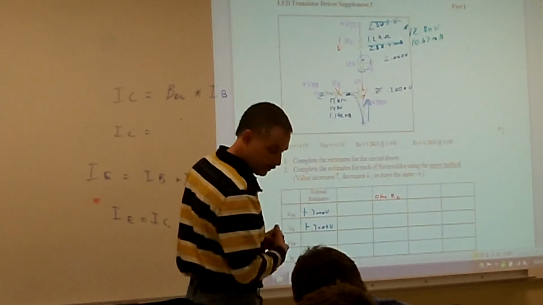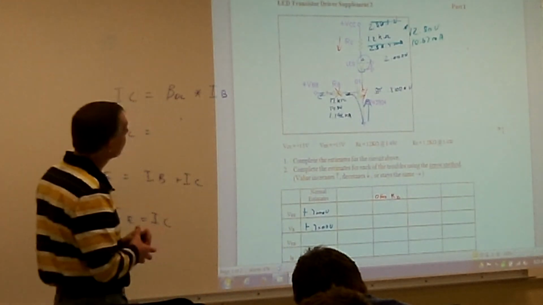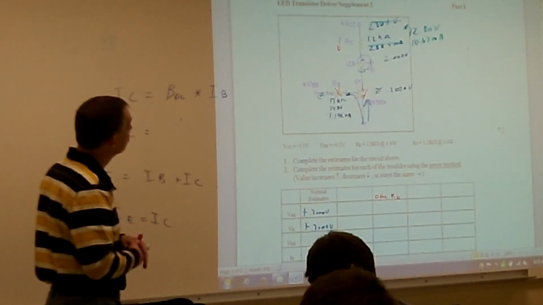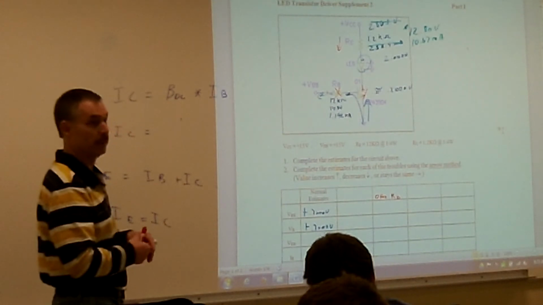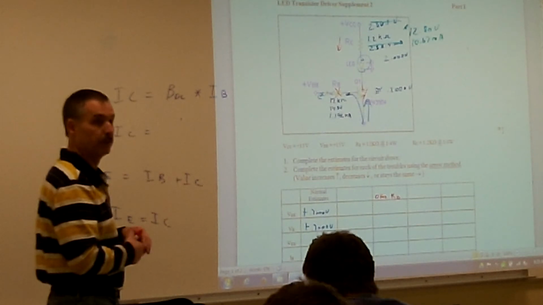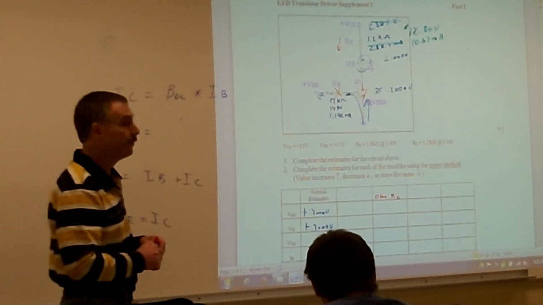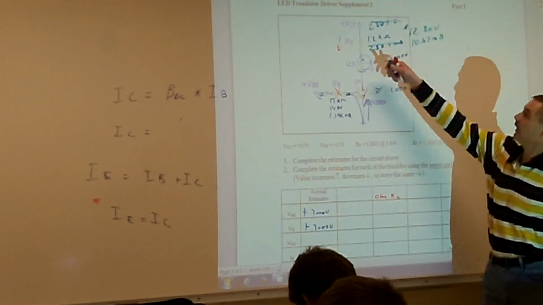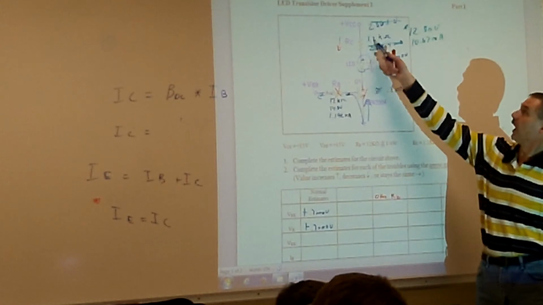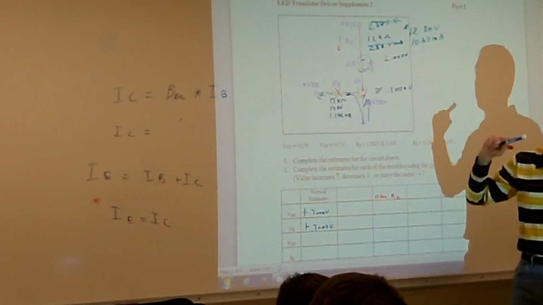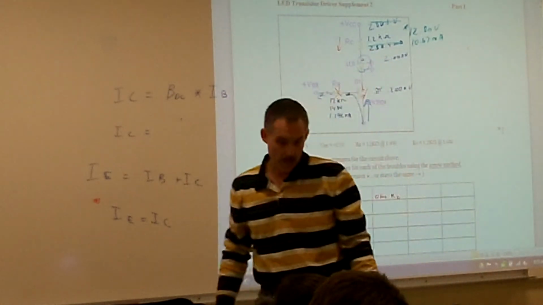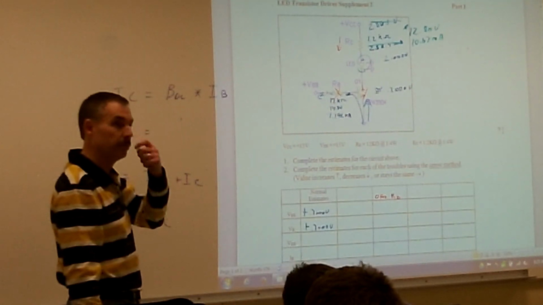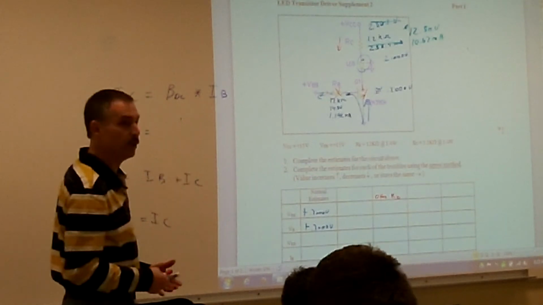And then what would happen to my voltage across RC? It would go down. If I don't have any current going through RC, 0 times 1.2 kilo ohms gives me 0 volts across it. So where's all my voltage going across then? C to E. Yeah. The transistor's wide open. That's the open.